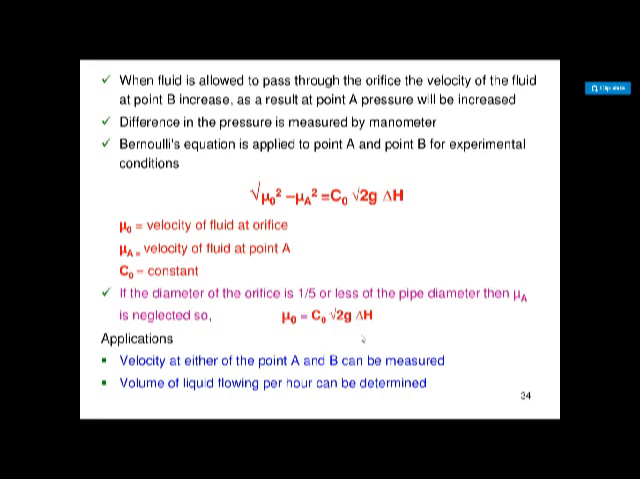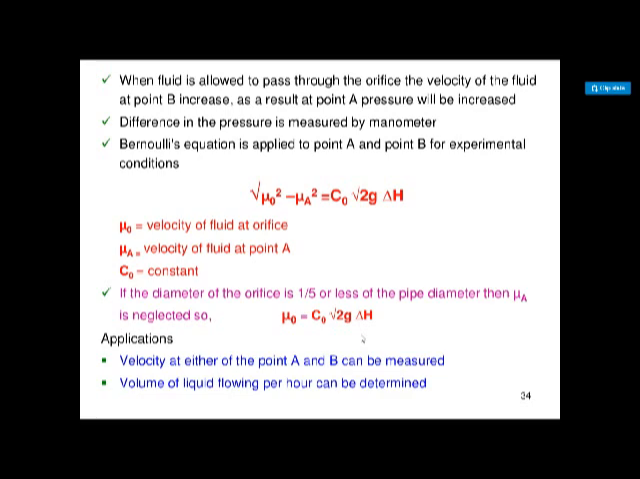Now, what are the advantages of the orifice meter? It is a versatile type of equipment. It is used for the measurement of almost all types of gases and liquids. It is most suitable for clean gases and non-viscous liquids at moderate flow rate, right? It can be used over a wide range of flow rates. It is very simple, inexpensive and easy to install.